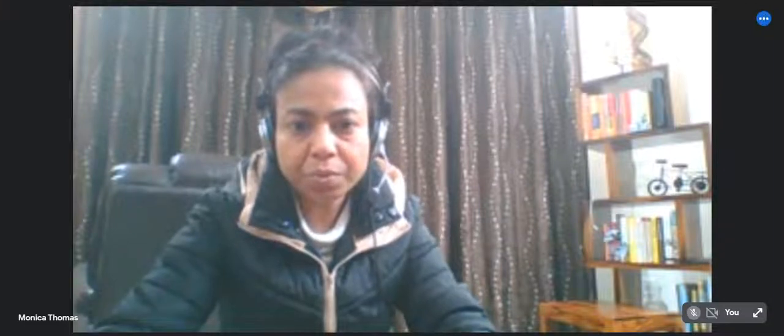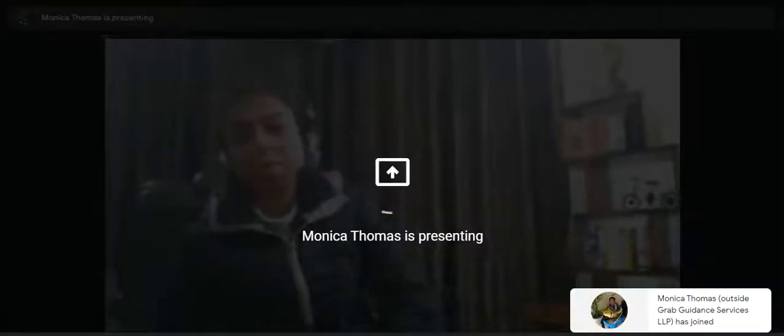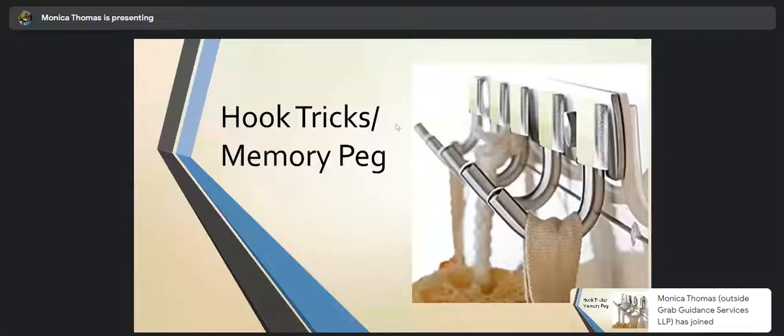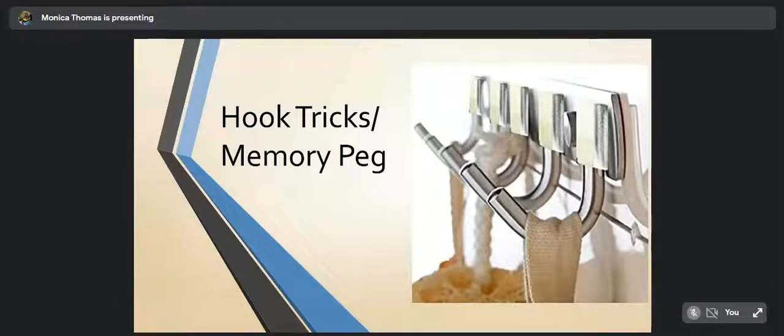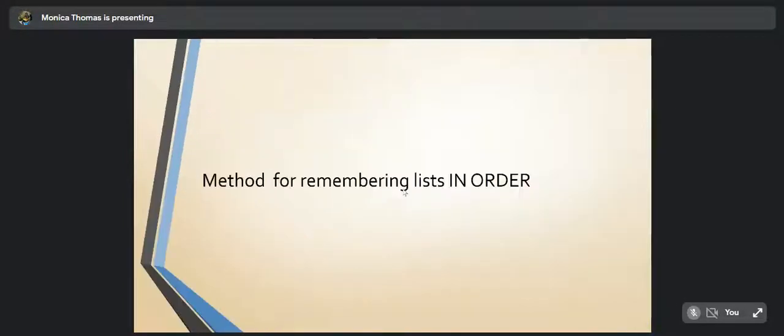So this is hook tricks or memory pegs. Have you ever heard of memory pegs? I heard that term before, but I just heard it before. All right, so we'll try and do that today. Memory pegs for memorizing lists. Okay, so a method for remembering lists in order.